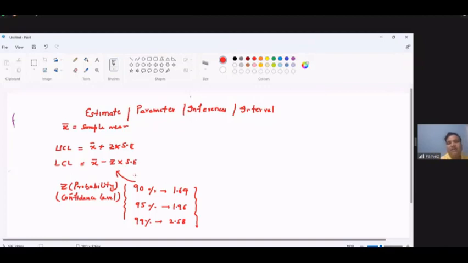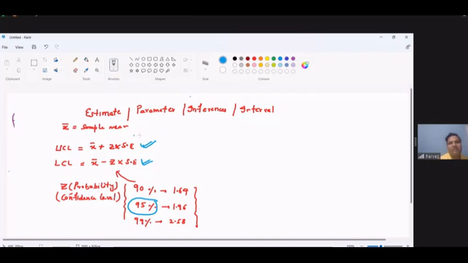Keep in mind, if they are asking for inferences and have not mentioned the confidence level, you have to take 95%. And always 2 limits you will get, one upper, one lower. Whenever they ask for inferences, intervals or estimates, 2 values you are going to get.